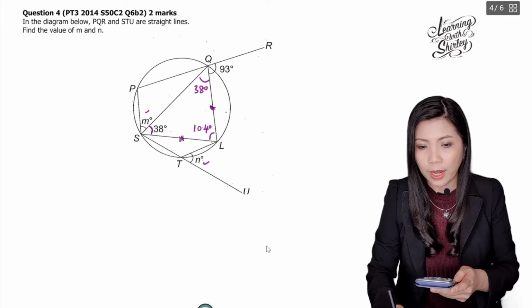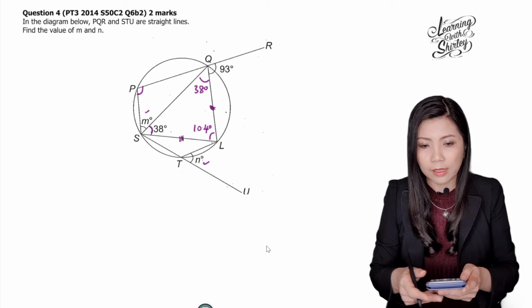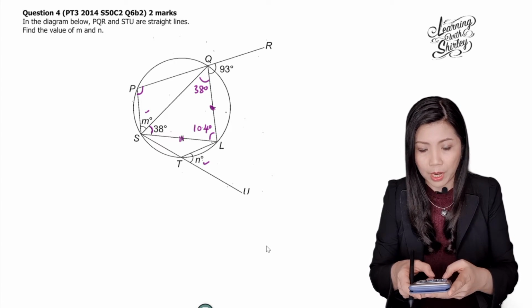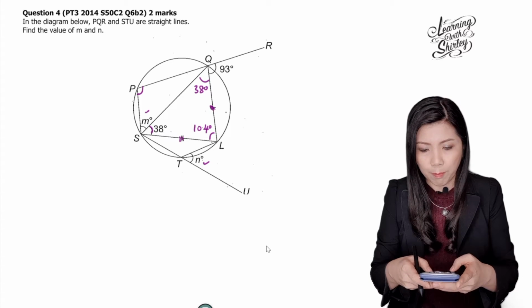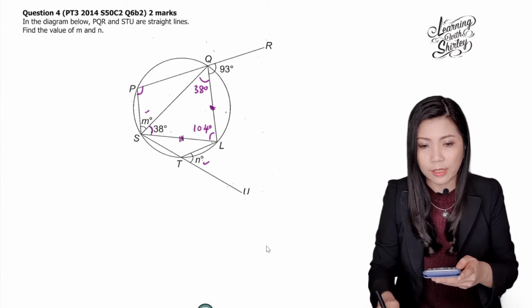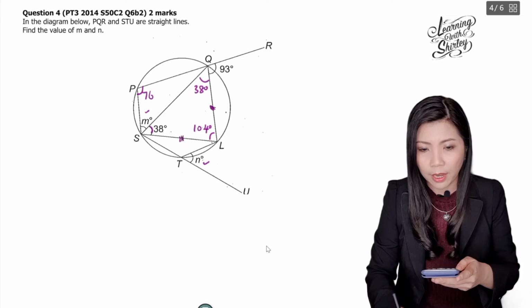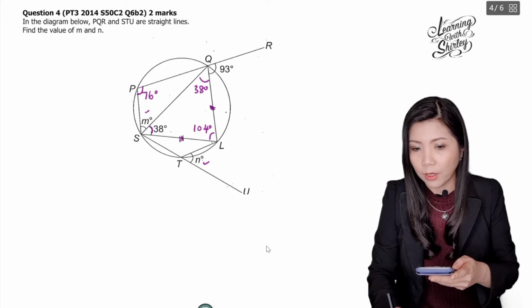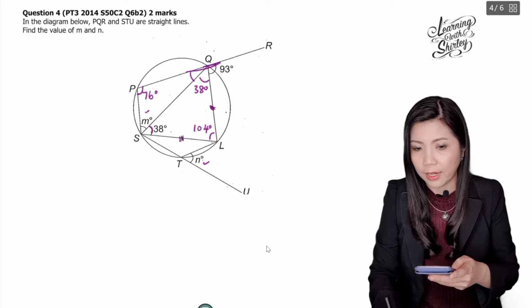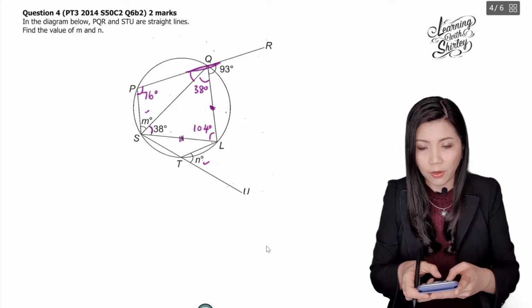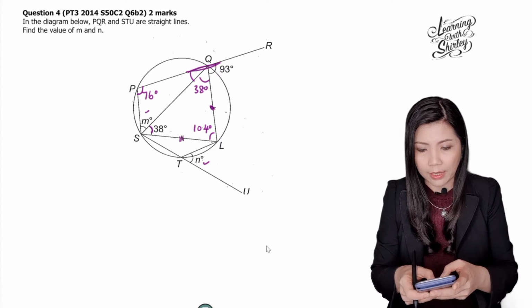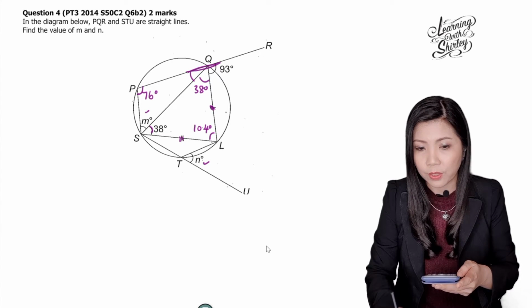Then we can also find this by using cyclic quadrilateral. The sum of two opposite angles added up is 180. So 180 minus 104, we'll get 76 degrees over here. And then we can also find this because this is one straight line. The angle on a straight line is 180, so I'm going to use 180 minus 38 minus 93. So we get 49 degrees here.